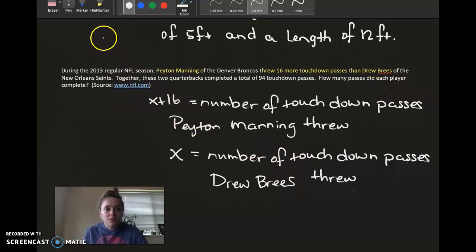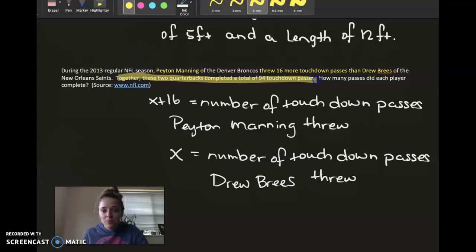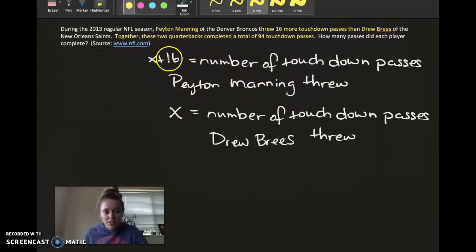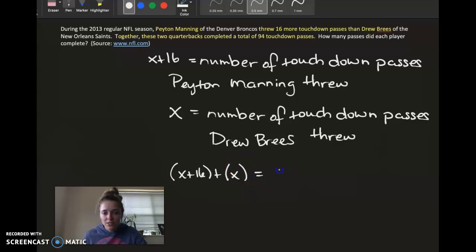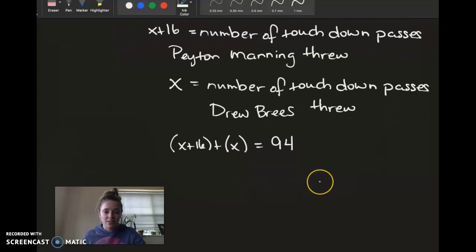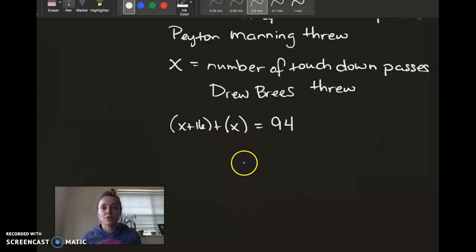We also know that together they completed 94 touchdown passes. So together, which means Peyton Manning's throws plus Drew Brees' throws, is going to be equal to 94 touchdown passes. So our equation that we're going to end up with is going to be whatever Peyton Manning got plus Drew Brees equals 94 total touchdown passes. And now we've got our equation, so we're going to solve for our variable X.